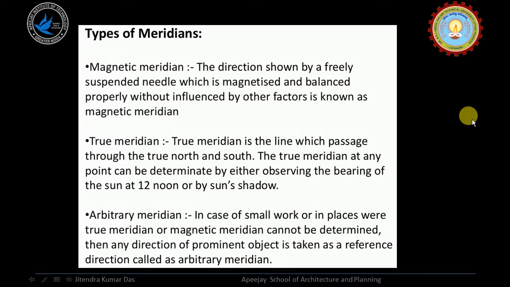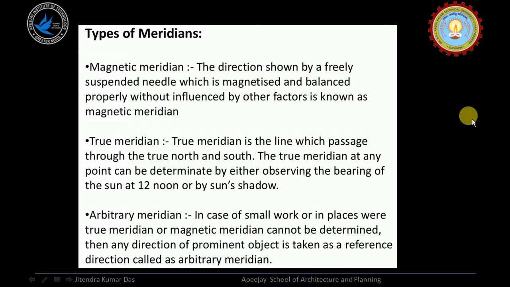So we learned the first part, that was traversing, and the second part is we have to understand the meridians. There are three types of meridians, and a meridian is actually an imaginary plane. It is an imaginary reference plane from where we can calculate the horizontal angles.